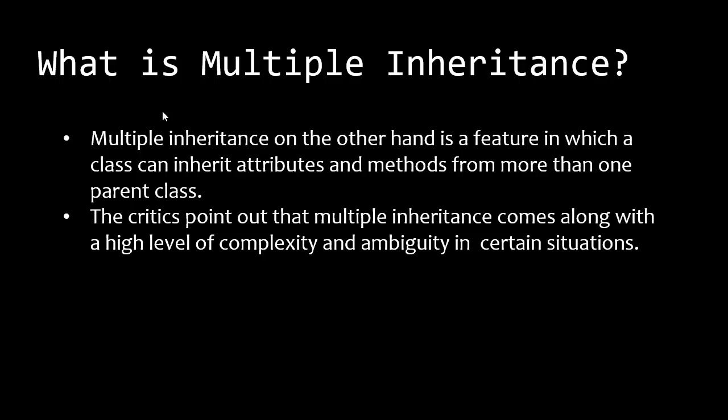The critics point out that multiple inheritance comes along with a high level of complexity and ambiguity. I can't say it. Can you say it? Ambiguity. Well, it comes with some question marks in certain situations. And big, oh my gosh, sorry. All right. It's been a long day. So in this case here, a lot of people don't like this.